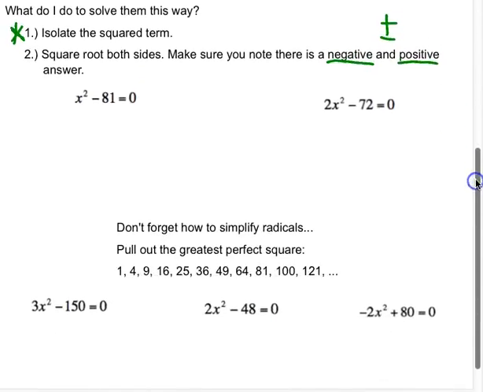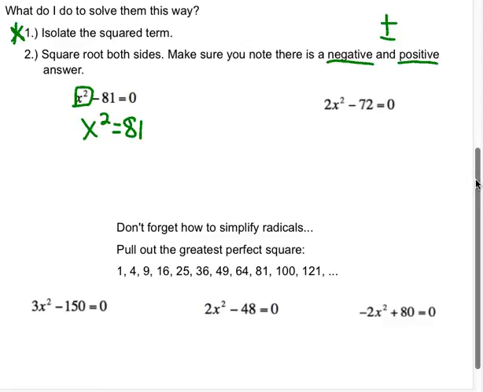So let's work through a couple of these. Now again, this should not be a difficult strategy by any means, and in fact it's a review, but something I think is worth taking a day on, just to make sure you guys are feeling comfortable and confident with it. So remember, step one, isolate the squared term. In this case, that means I need to get this x squared by itself, so I'm going to have to add that 81 over.